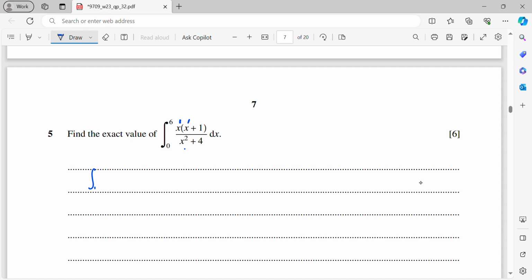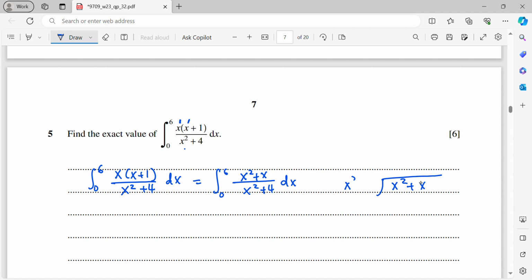So now the integral from 0 to 6 of x bracket x plus 1 over x squared plus 4. From here I need to carry out the polynomial division. Before that I will do expansion for the numerator first. It will be x squared plus x. Then the denominator will be x squared plus 4. Then now I will carry out the division. So x squared plus x divided by x squared plus 4.